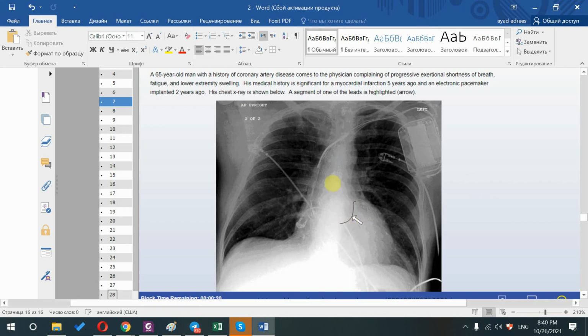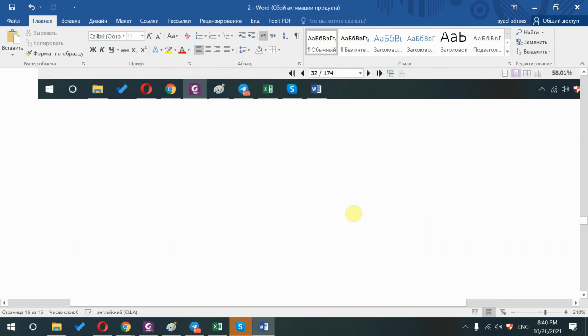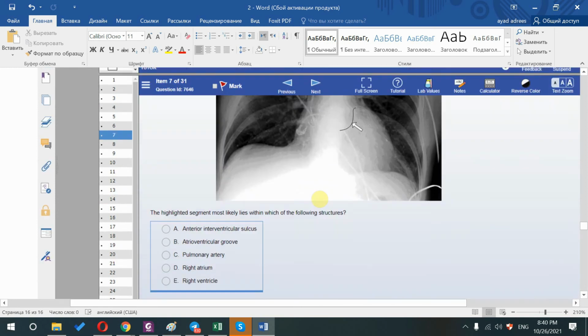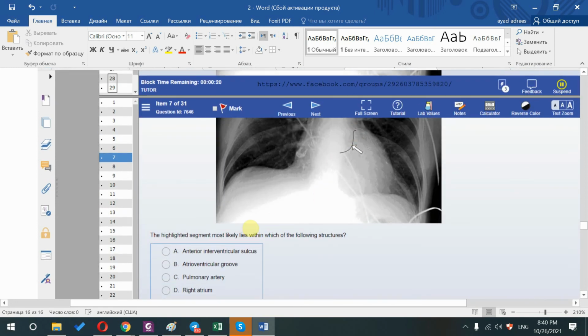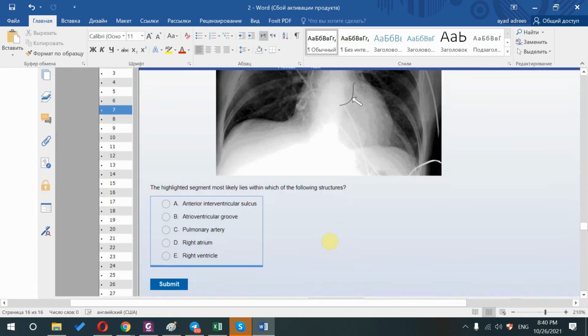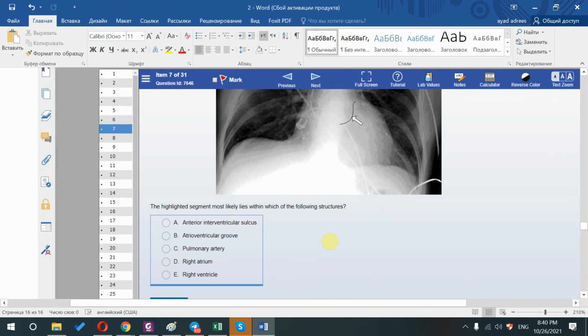So there is some structure here, like a normal structure of the heart. And here there is something, and here we know what is here. It's like the ventricle. There is something here. And they ask you, what is that? Is it the anterior interventricular sulcus, or the atrioventricular groove, or the pulmonary artery? Is it the right atrium, or the right ventricle?